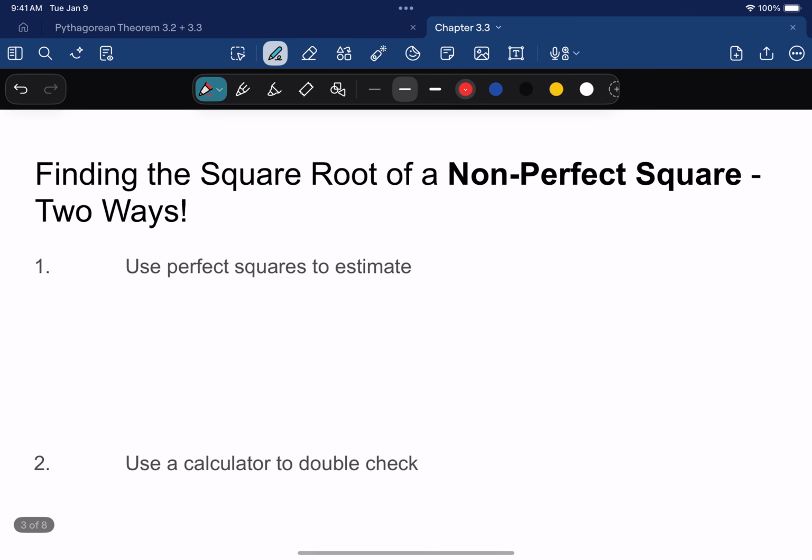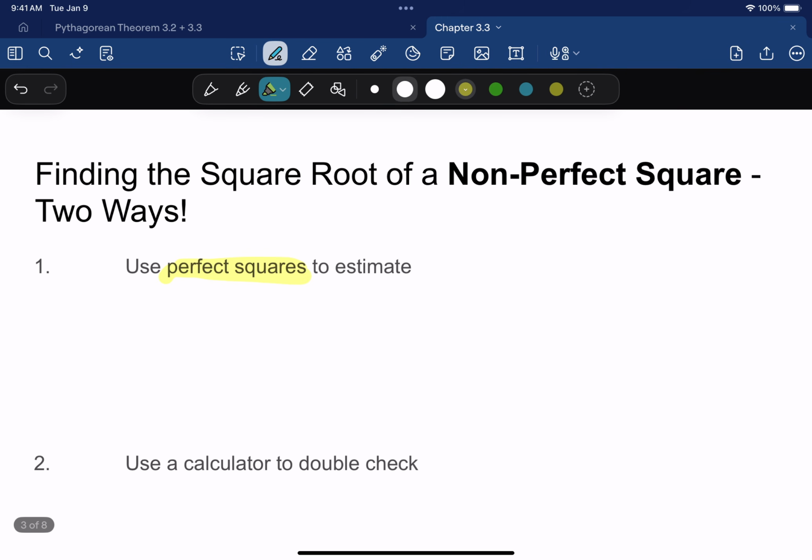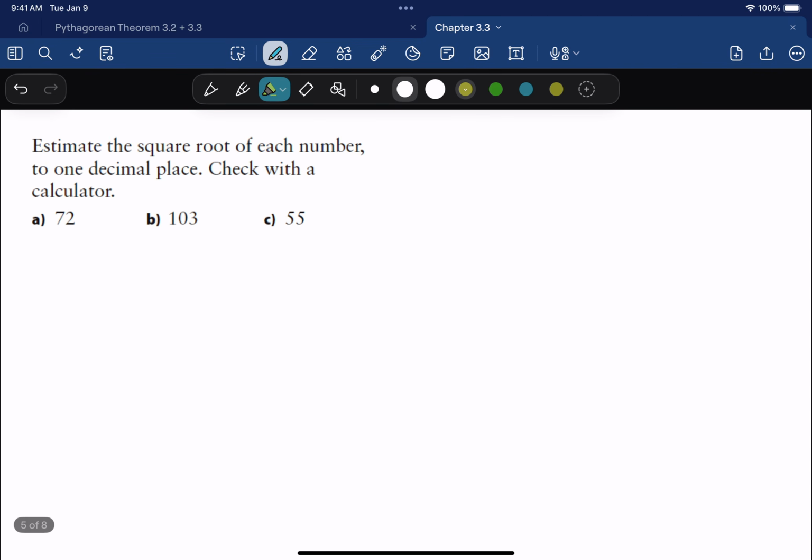Okay, so let's try a couple more examples. There are 2 ways to do this. We can use perfect squares to estimate, which is just what we did back here with our perfect square number line, or we can use a calculator to double check. These are our 2 ways. Let's jump over to this portion first. Let's try to do the square root of 72.